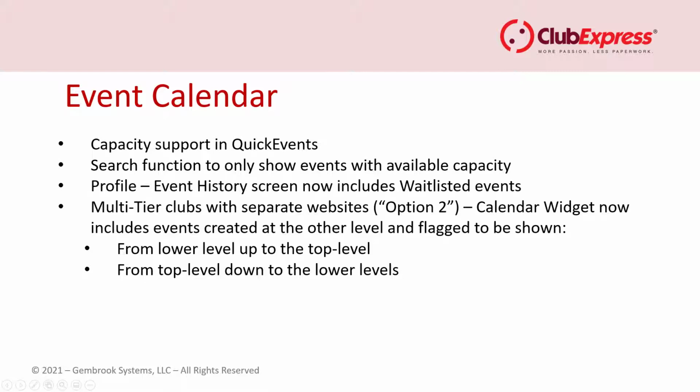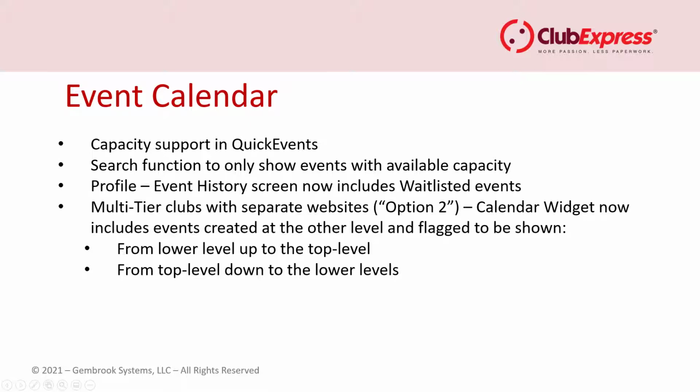And the other change that we made is one that specifically applies to our multi-tier clubs with separate websites. So many of you know that we have two different options for clubs and associations that have a hierarchy: districts, regions, a top-level club of some kind. The one we call option one is where there's only one website, one set of member types. Everybody joins at the top level, but they could be assigned to a chapter or a district. And then the other one is what we call option two, where there are multiple websites. Every organization at the lowest level has its own website, its own member types.